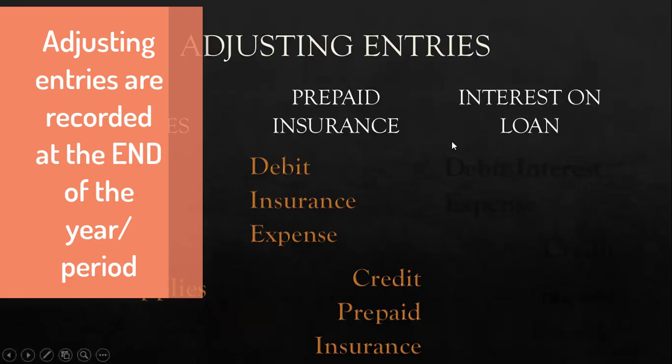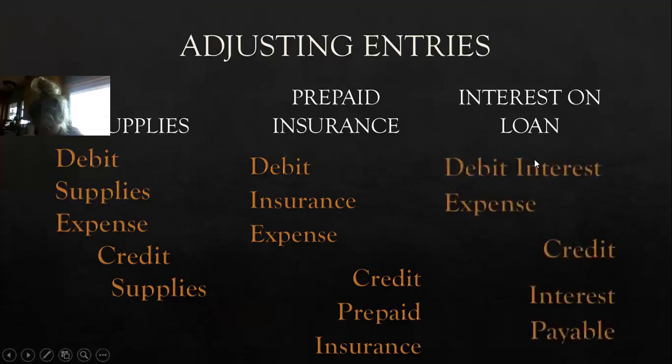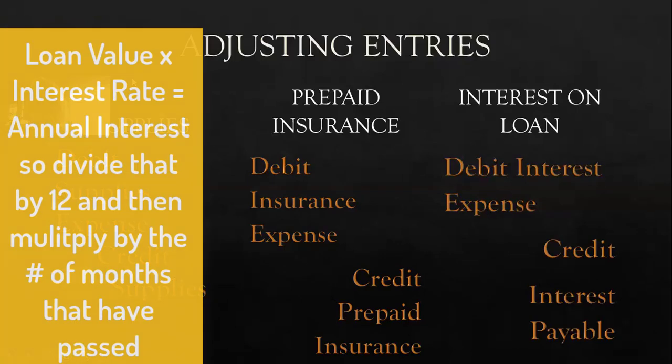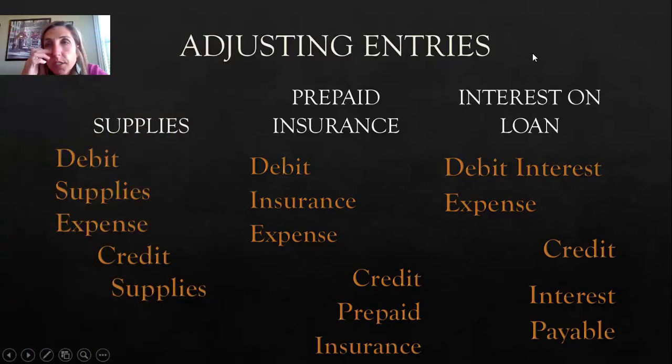And then the last adjusting entry on this slide is the calculation of interest on a loan that you have taken out. Again, another adjusting entry that debits an expense account. It would debit interest expense and credit interest payable. And I don't have it on the slide, but you will have to know how to calculate that. Remember, it was the loan value principal times the interest rate, and then prorated for the number of months that have actually passed. So divide by 12 and multiply by the number of months that have passed. Questions on any of those adjusting entries?